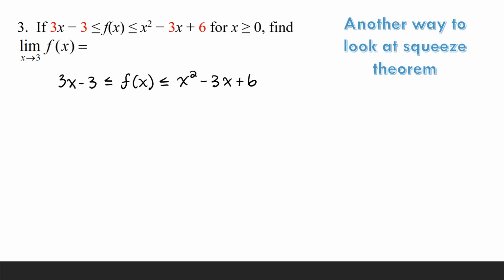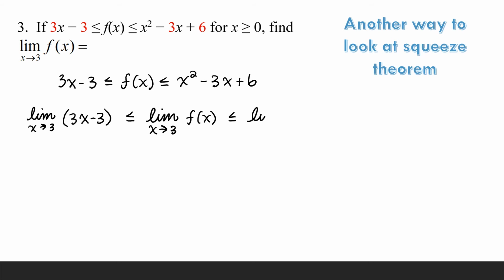So we can take the limit as x approaches 3 of this 3x minus 3, and the limit as x approaches 3 of f of x, and the limit as x approaches 3 of x squared minus 3x plus 6. So we can take the limit of each part of this inequality, where that limit as x approaches 3 is coming from the fact that we're trying to find the limit as x approaches 3 of f of x.